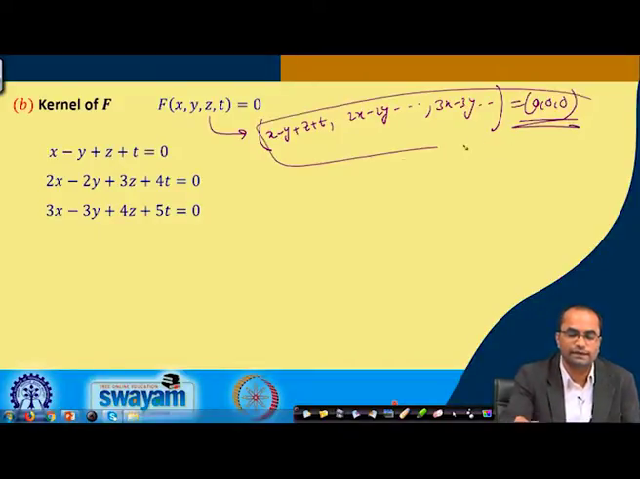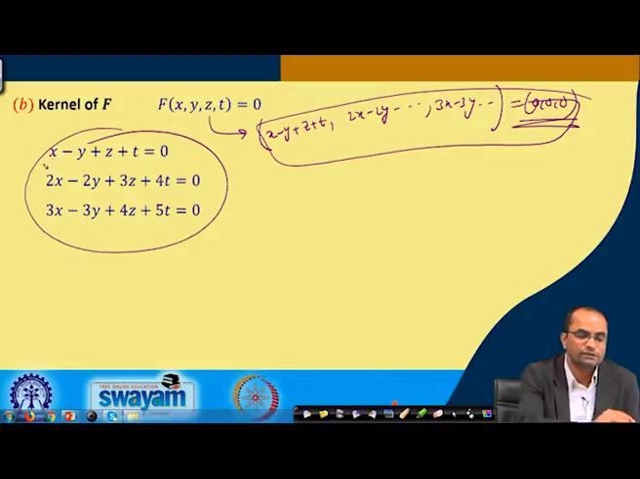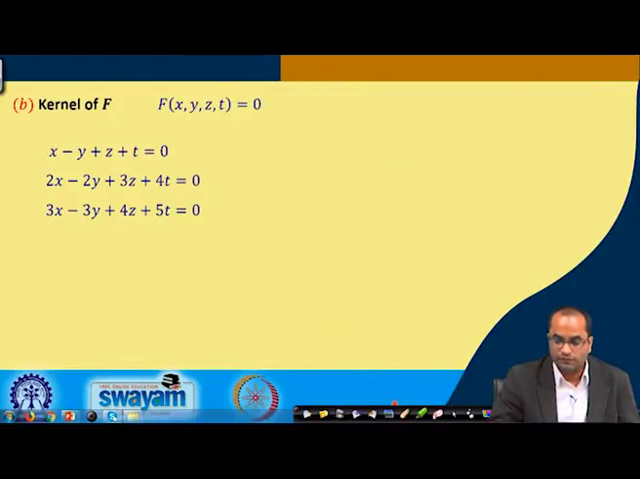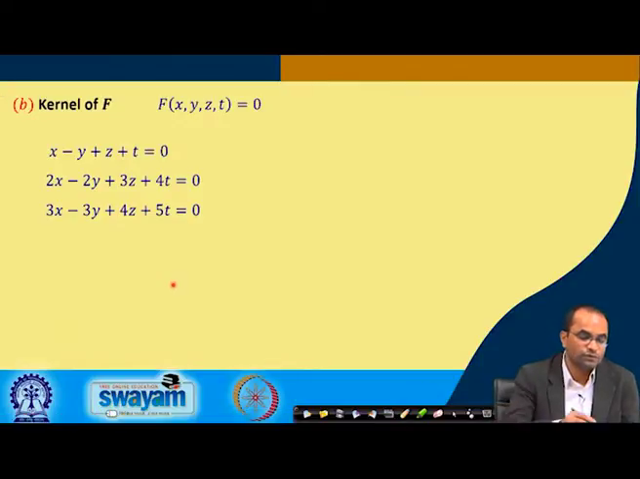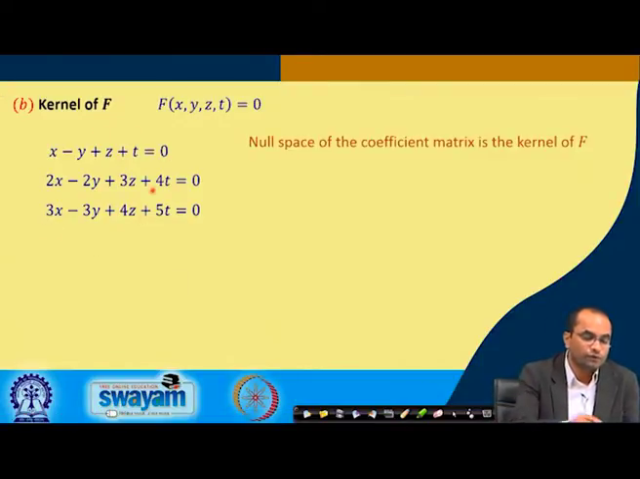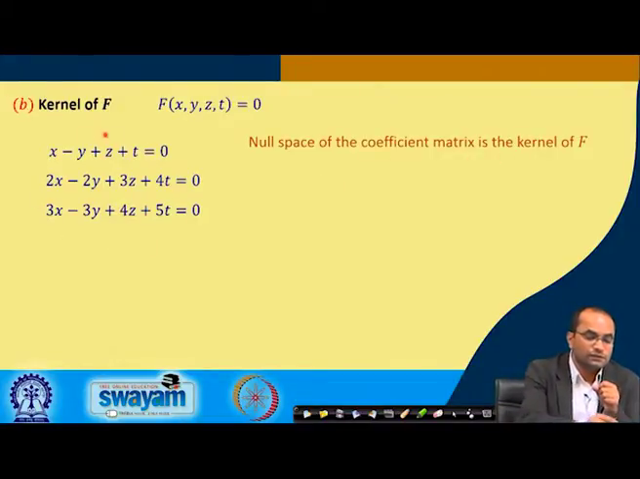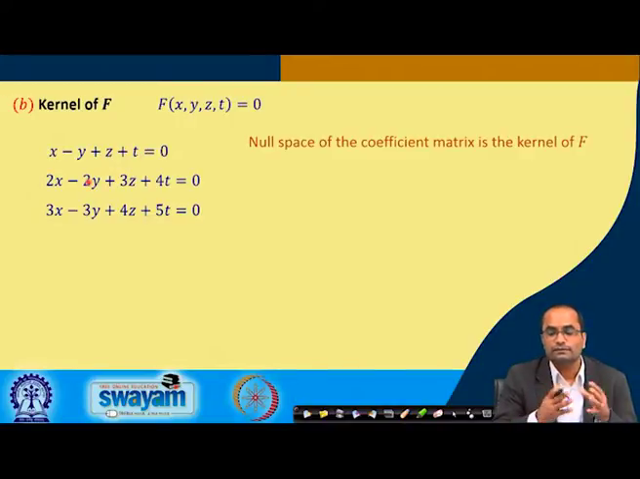So, from here we get these three equations, and we want to solve them to get all possible values of x, y, z and t. This is nothing but the null space of the coefficient matrix of this system of equations, and that is nothing but the kernel of f.